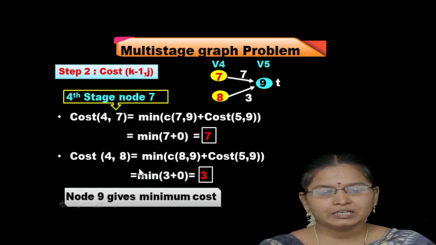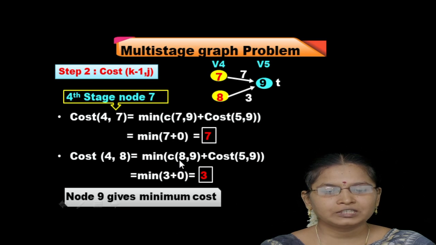Next, similarly we find the cost of 4 comma 8, which is the minimum of C of 8 comma 9 plus cost of 5 comma 9. So we get the minimum value as 3. So for the cost of 4 comma 7 and the cost of 4 comma 8, node 9 gives the minimum cost.